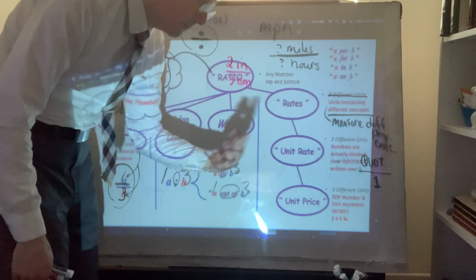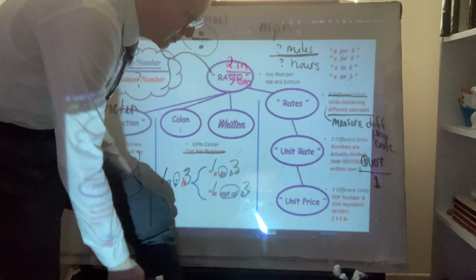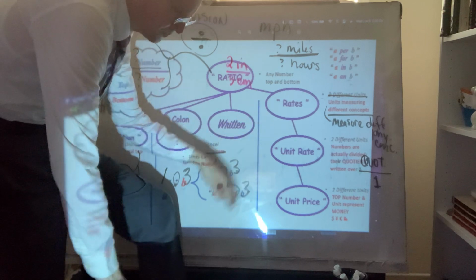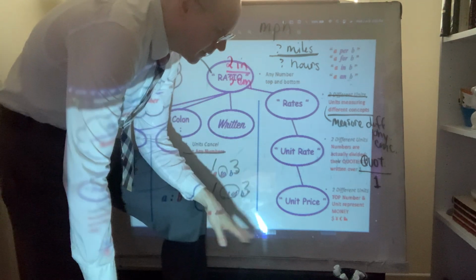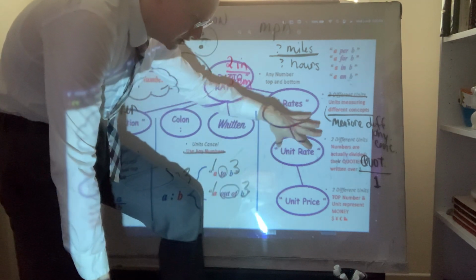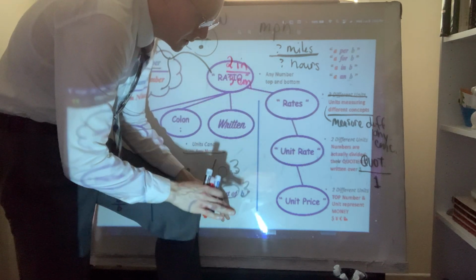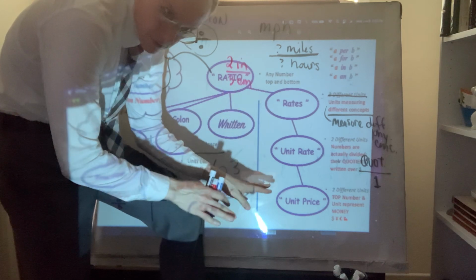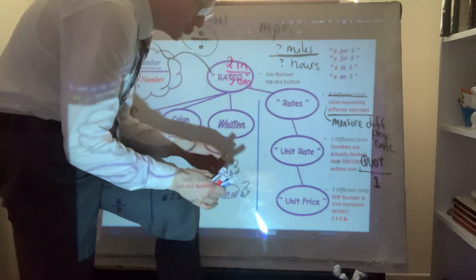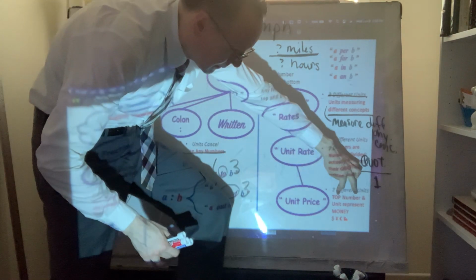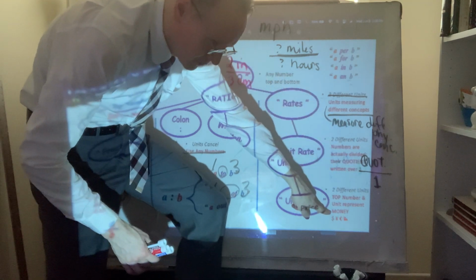Now, if you're talking about money, there's this concept called a unit price or a unit cost. That is the same idea as a unit rate. It's for the sake of simplicity, but it's regarding money, right? So it's a little bit more strict. You have to have the top number representing an amount of money.